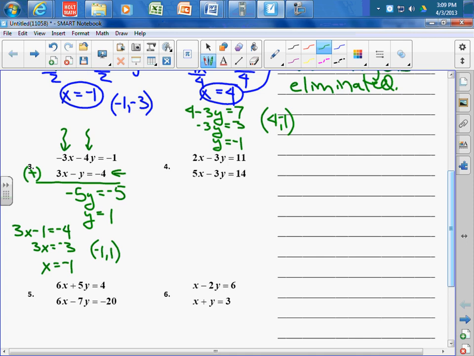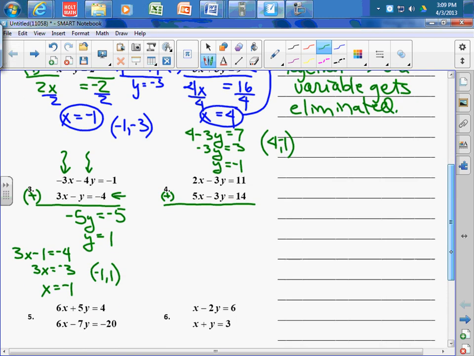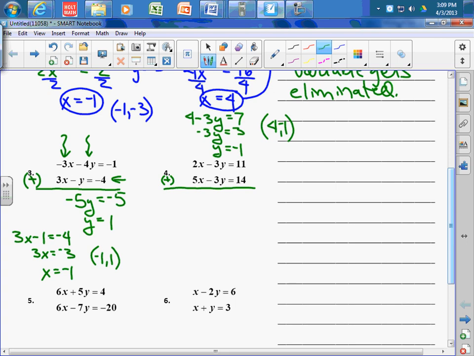Now, number 4 is a little bit trickier because when I add the two equations, and remember, we are always going to be adding the two equations. Is that the only way to do these? No, but it's the way that we're going to be doing these. But look what happens, and don't write this down, because when I add these two equations together, I get 2x plus 5x is 7x, and negative 3y plus negative 3y is negative 6y, and that didn't cancel anything out, did it? So we're going to have to change something.